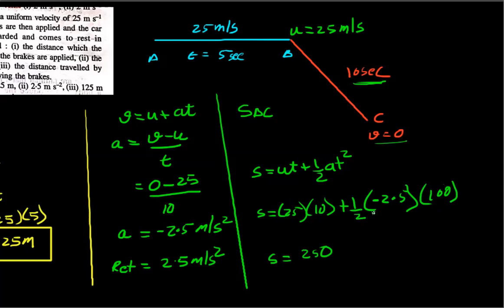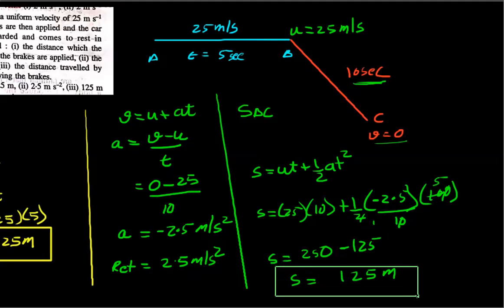250. Now to remove this decimal, we have to put a 10 in the bottom. So 0 and 0 cancel, 2 ones are 2 and 2 fives are 10. So 25 times 5 is 125. Minus will be the sign now because plus and minus will become minus. So S equals 125 meters. So after the brakes are applied, the car will travel 125 meters and come to rest.